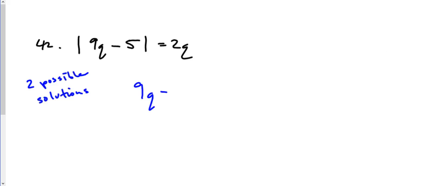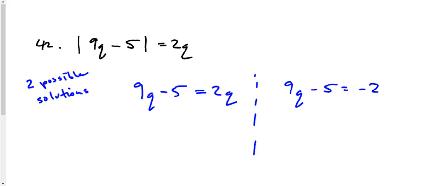So we have 9q minus 5 equals 2q. That's our positive solution. And now we're also going to create another one: 9q minus 5 equals negative 2q. And that's our negative solution. So we're going to have to do algebra not once, but twice, because we're looking for two different values.